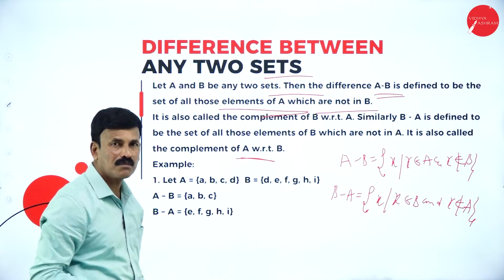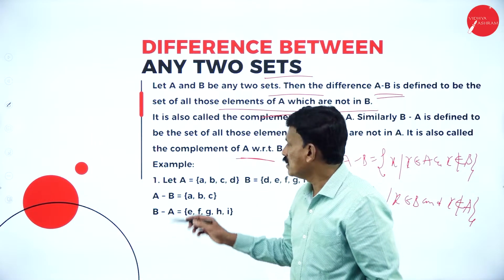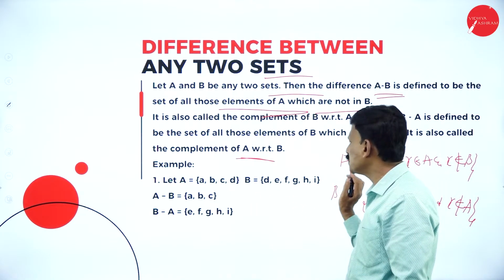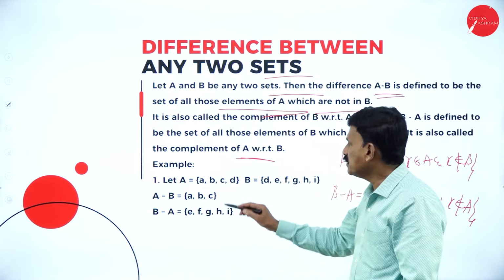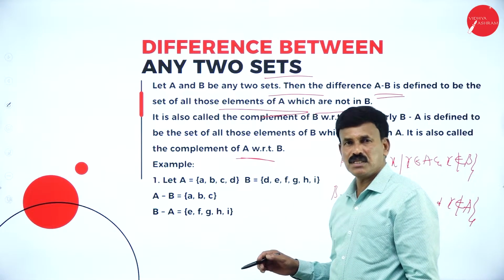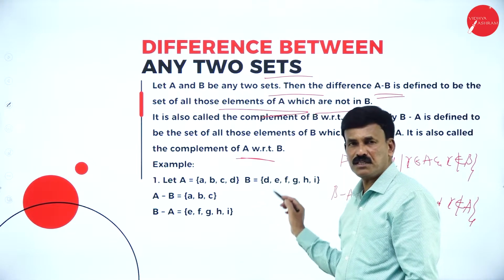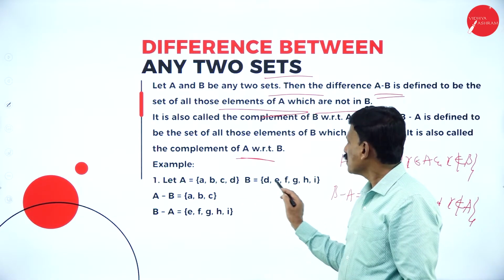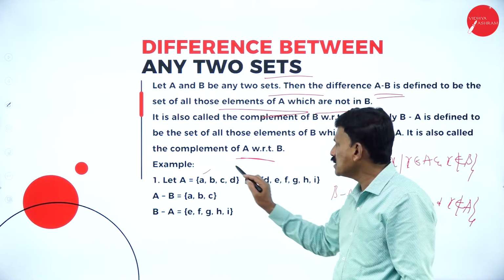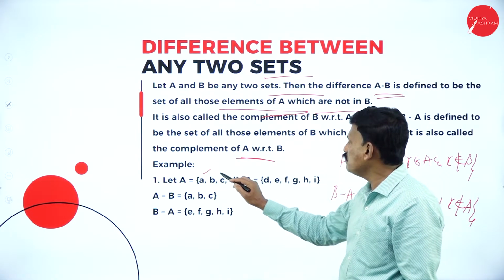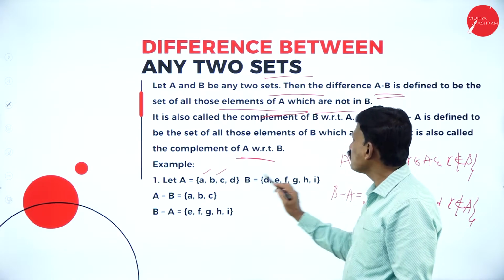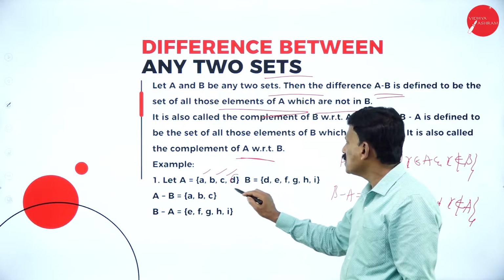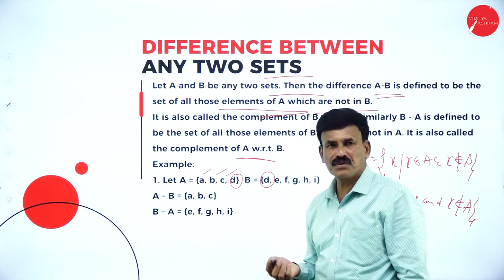Now, let us take an example. A is equal to {a, b, c, d}, B is equal to {d, e, f, g, h, i}. Now, what is the difference? The difference between A and B, A minus B, all the elements which are in A but not in B. a is in set A but not in B. Similarly, b is in set A but not in B. Then c is not there in B, so we can take a, b, c. d is common in both the sets, therefore we cannot take it.